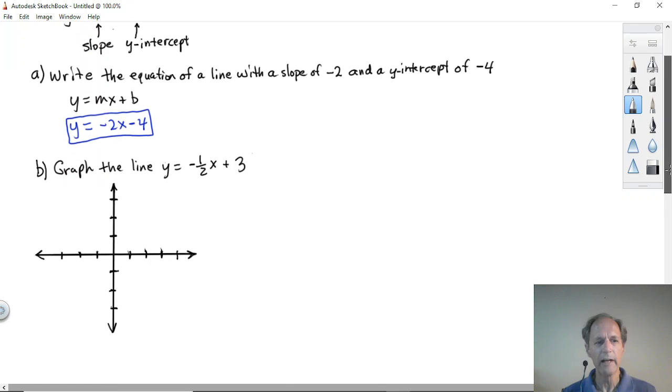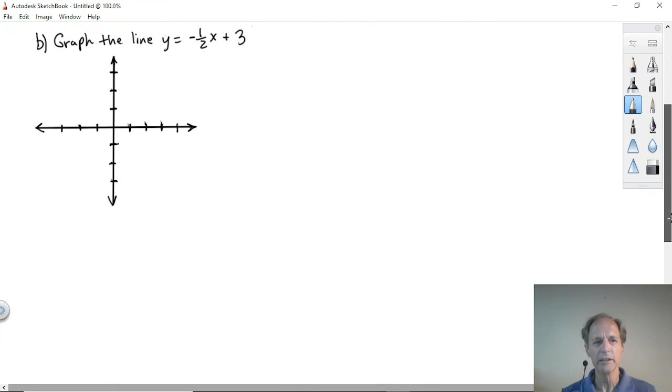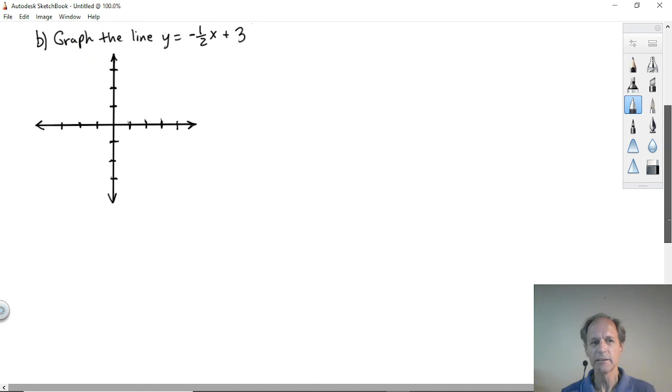Okay, so let's look at the next one. This time we want to graph the line, and we're given the equation. And what allows us to do this in a straightforward manner is that this equation is in slope-intercept form. Right, there it is. We have y equals something x plus something. That's slope-intercept form, mx + b. The slope is the thing multiplied by x, in this case -1/2. The intercept is the thing added on, in this case 3.